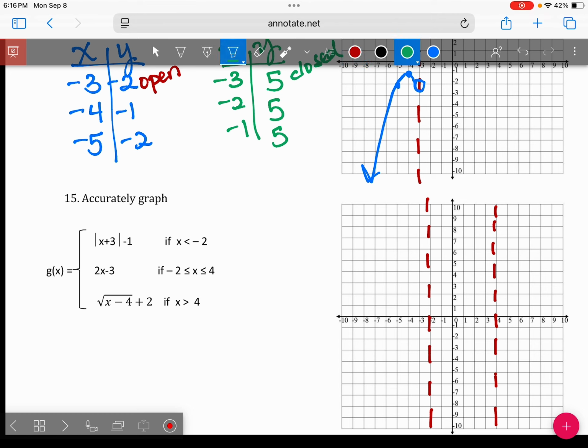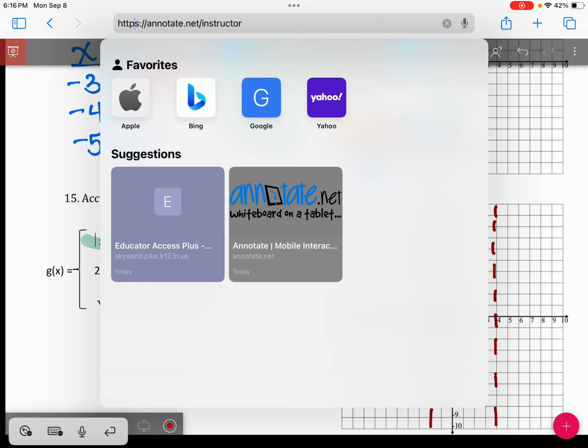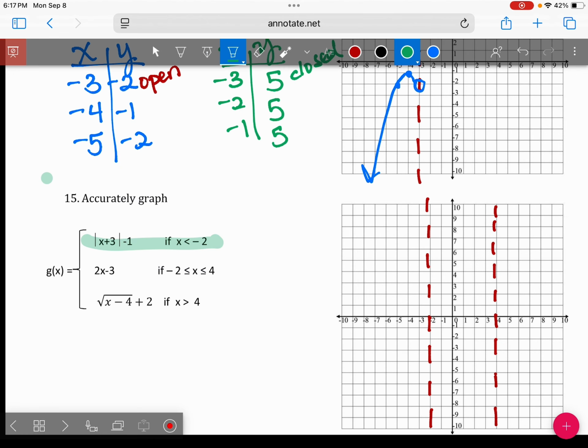This one is an absolute value, and this function can only be on this side. It's going to be the absolute value of x plus 3, minus 1. When I make my t-chart, and we've practiced this quite a bit, I'm going to start it at -2. And again, I'm choosing these numbers. So I'm going to use -2, -3, and -4.